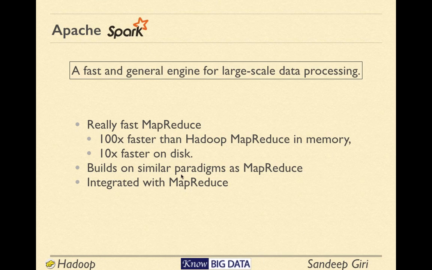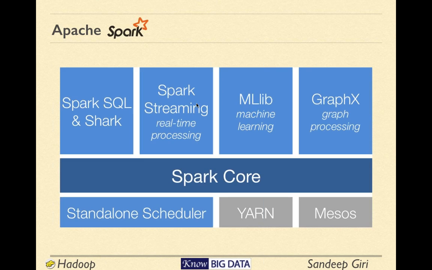All right. So before we compare, let's go into the details of Spark. Once we have a fair idea about Spark, and you already have a fair idea about MapReduce, you can deduce your conclusions. All right. So it builds on a similar paradigm to MapReduce and is integrated well with it. It's basically integrated with Yarn.